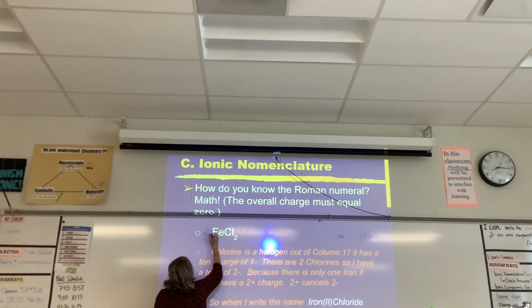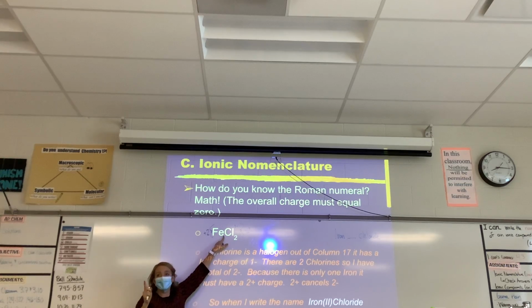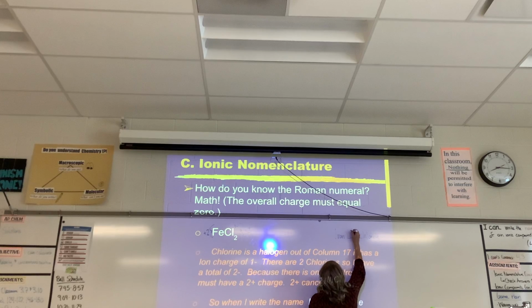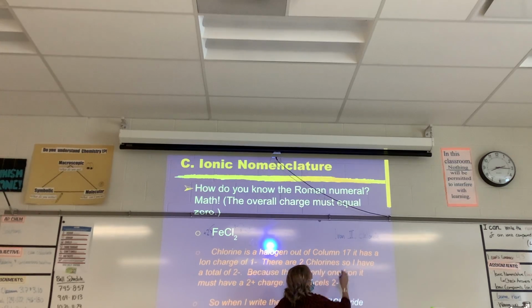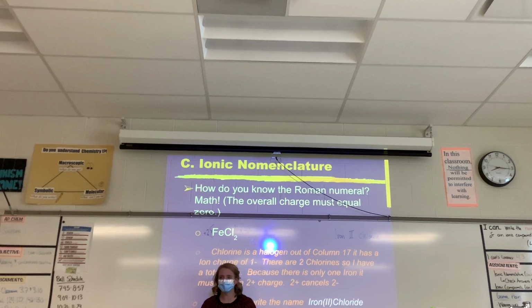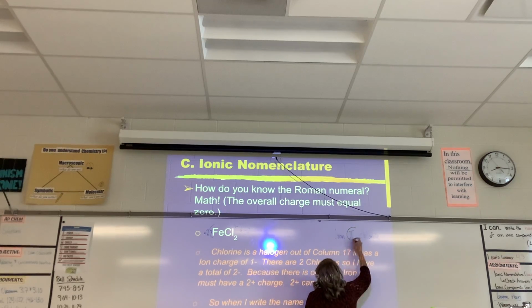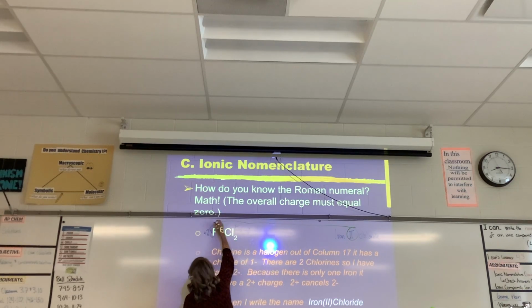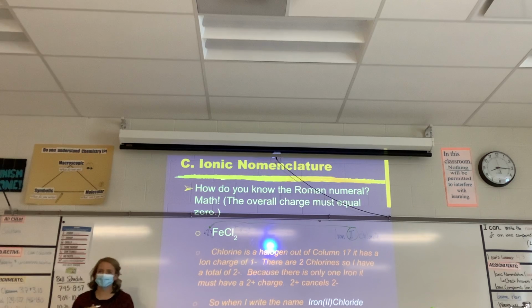Okay, so this side needs to be +2, and you only have 1 of them. That's what the Roman numeral is. So the name of this compound is iron 2 chloride. If you want to draw a little arrow here, the Roman numeral is the positive charge.